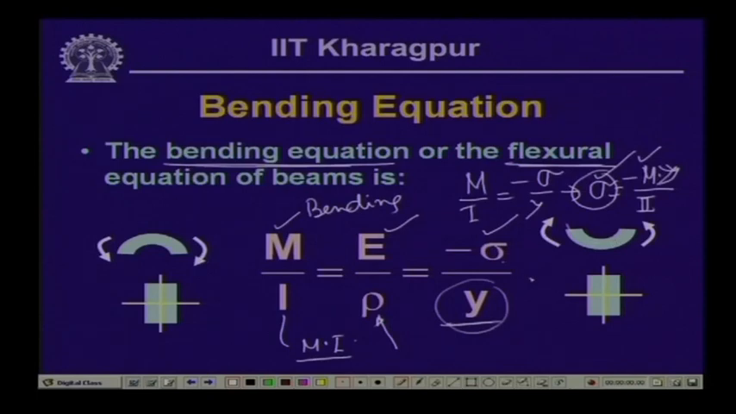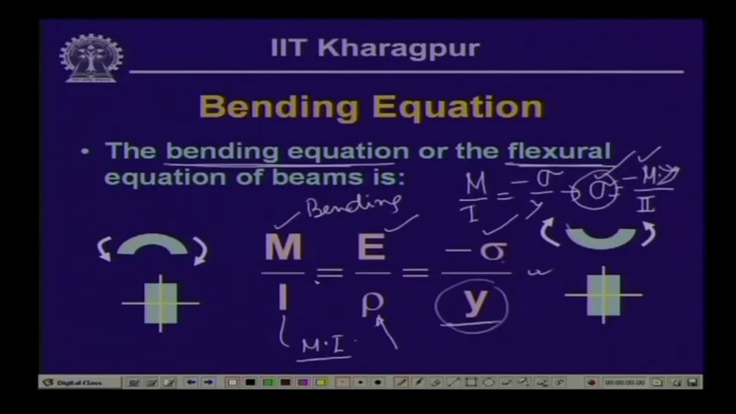Now, if you look into this particular equation, it has a similarity with the equation which we had derived when a bar was subjected to a twisting moment, where the twisting moment was T and T by J was equal to tau by rho equal to G theta by L. Tau was the shear stress, which corresponds to the sigma here when we are talking about bending.